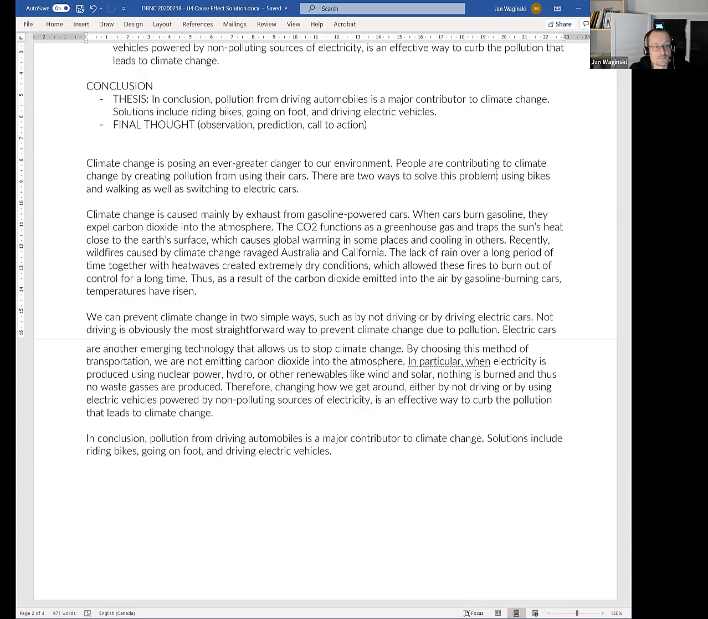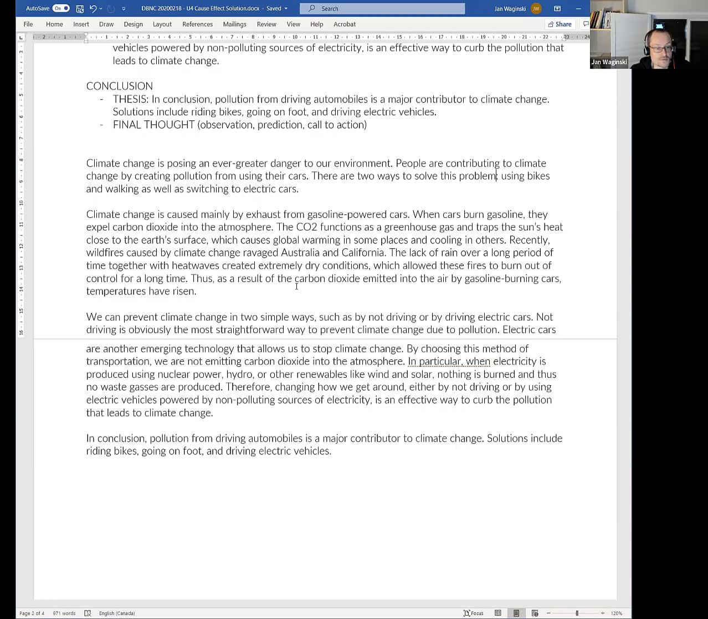Climate change is caused mainly by exhaust from gasoline-powered cars. When cars burn gasoline, they expel carbon dioxide into the atmosphere. The CO2 functions as a greenhouse gas and traps the sun's heat close to the Earth's surface, which causes global warming in some places and cooling in others. Recently, wildfires caused by climate change ravaged Australia and California. The lack of rain over a long period of time, together with heat waves, created extremely dry conditions, which allowed these fires to burn out of control for a long time.